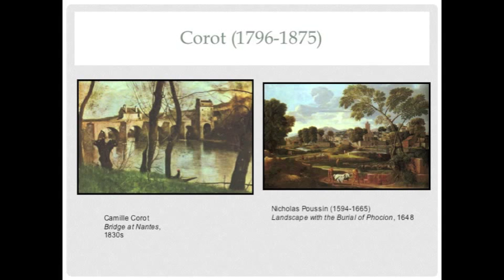Corot's Bridge at Nantes is very similar to Nicolas Poussin's landscape with the burial of Phocéon. It's a little bit different in that Corot's landscape looks real. It looks like you're there, and it has more of an immediacy to it, whereas Poussin's looks like you're looking at it from afar.